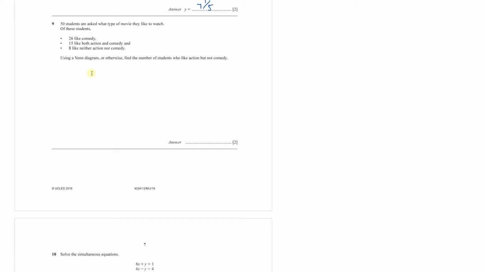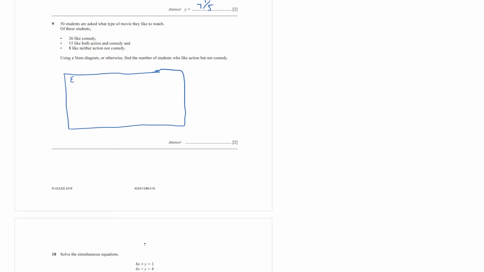So 50 students are asked what type of movies they like to watch. Of these students, 26 like comedy, 15 like both action and comedy, and 8 like neither action nor comedy. So using a Venn diagram or otherwise, find the number of students who like action but not comedy. So you have two categories here, comedy and action. So let me draw the Venn diagram here. So this represents the universal set here.